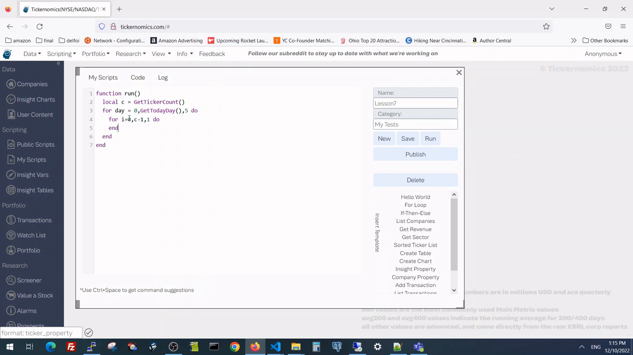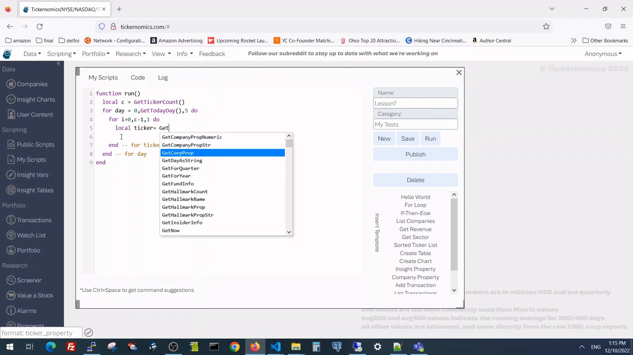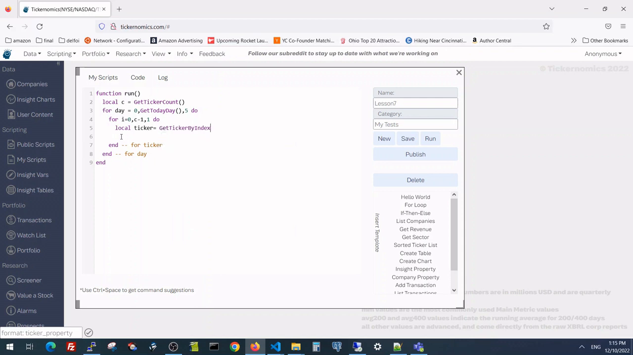Okay, so I have a for loop within a for loop. This one is for every day, and this is for every ticker. And we'll get the ticker, of course. Okay, save.